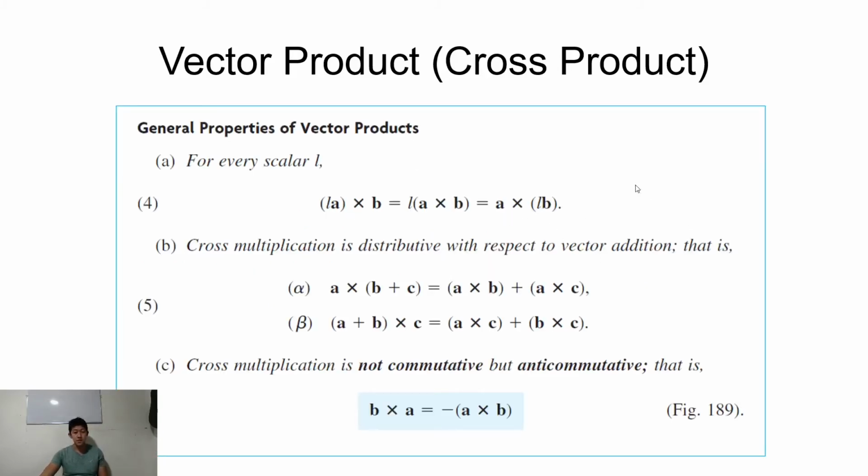These are the properties. The cross product is not commutative, but anti-commutative. So B cross A is equal to the negative of A cross B.